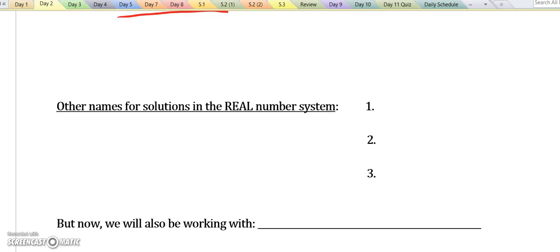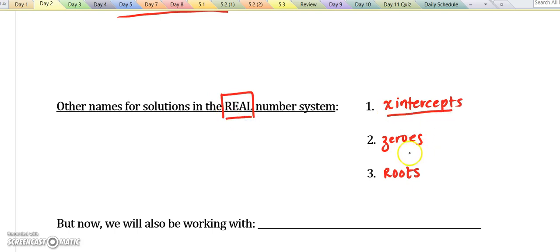All right, now a couple words that we've used a little dangerously but interchangeably have been these words: x-intercepts, zeros, and roots. Now, this only holds true if we're working in the real number system. You're going to find out today that x-intercepts and zeros may actually mean different things when I'm also considering complex numbers. Remember those i's, numbers.